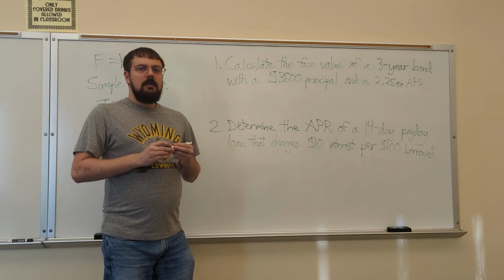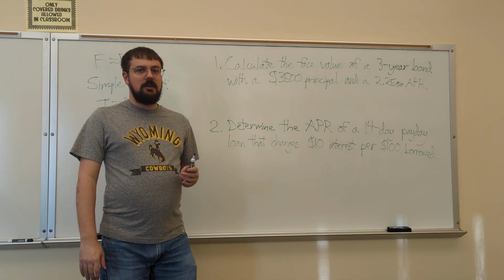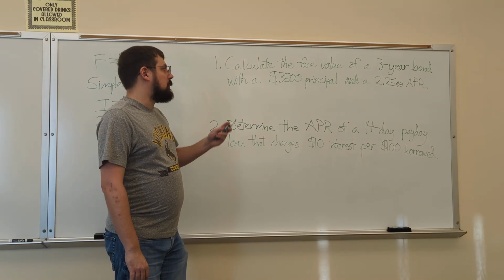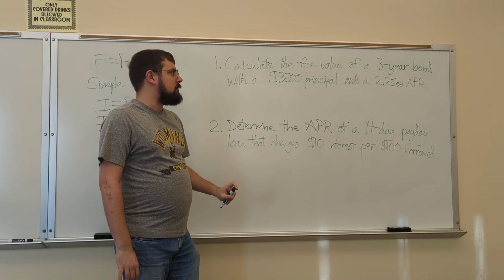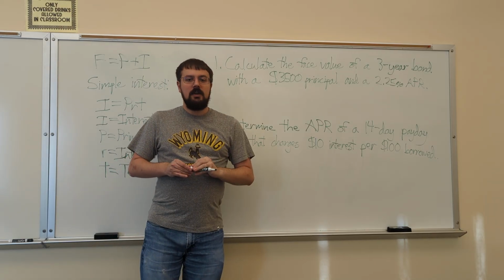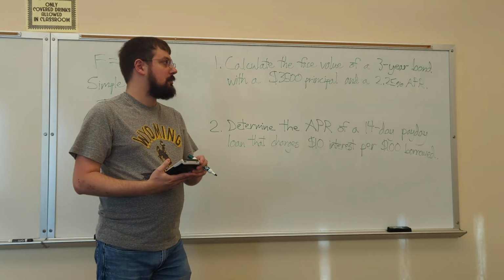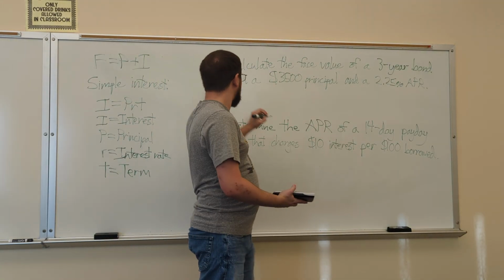So for this problem, we are asked to calculate the face value, which basically just means the final value of the bond, for a 3-year bond with a principal of $3,500 and a 2.25% APR. So the first thing that we're going to do is we're going to calculate the interest earned on this bond. So we're going to use our simple interest formula, I equals PRT.